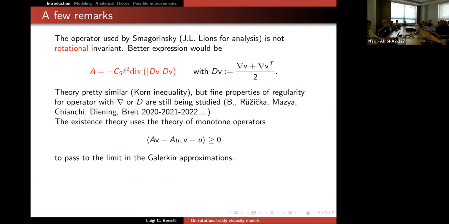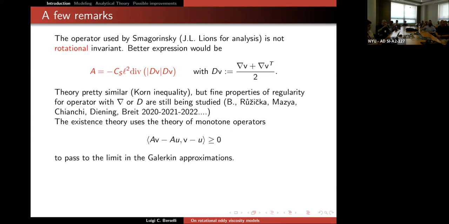If you have a kind of Korn inequality, then the properties are more or less the same. But there are some very fine analytical properties of the operators that appear, depending on whether you have the full gradient or only the symmetric gradient. So in terms of the regularity of the solution, there are some differences, and people like Ladyzhenskaya, Málek, Růžička and others are still studying what happens if you change the vectorial problem, having the gradient or the deformation tensor.